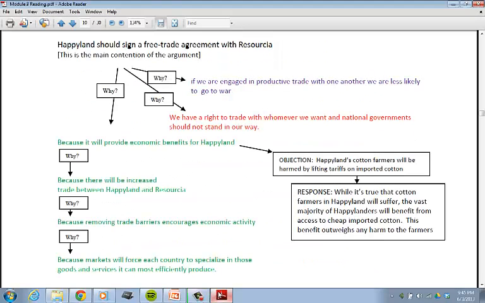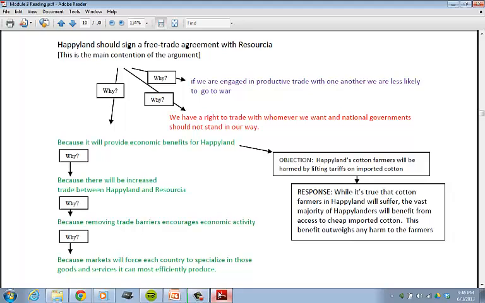Okay, so here's the general structure. The main contention being that Happyland should sign a free trade agreement with Resorcia. As we begin to examine the argument structure, it helps to just ask why. So to start asking why questions. So why should I accept the view that we should have a free trade agreement with Resorcia? And there are three basic lines of reasoning in the editorial.